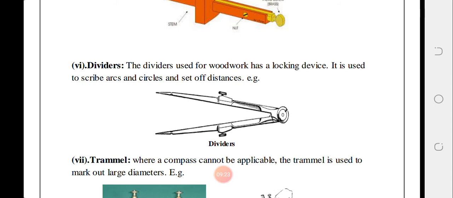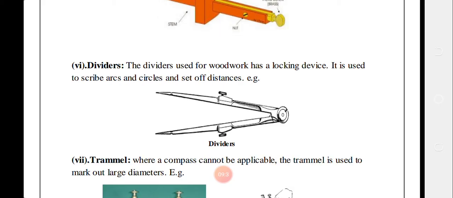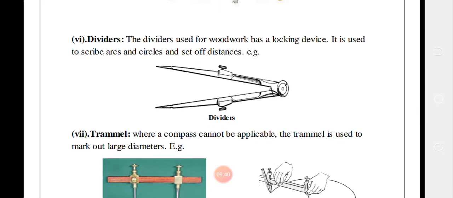But now here, it is saying it is used for woodwork as a locking device. That is, you might use it to pin something down. Use it to lock something down. Do you get? So that it does not move. You get? So it says it's also used to scribe arcs and circles, just like the compass.